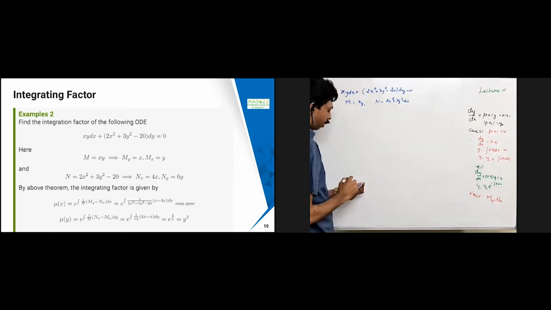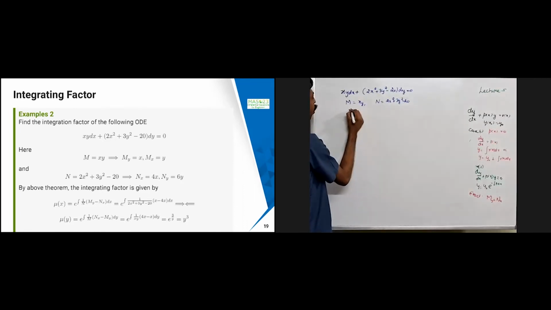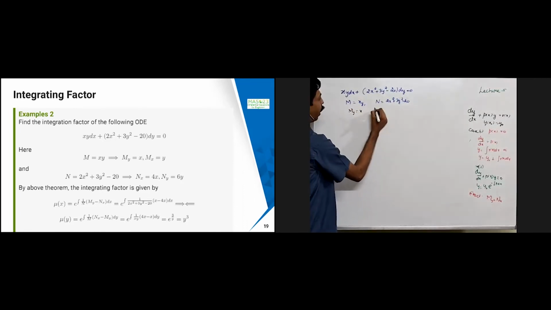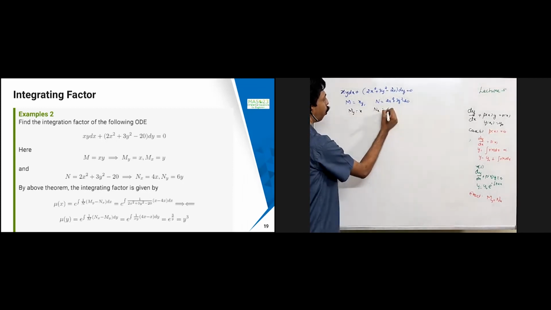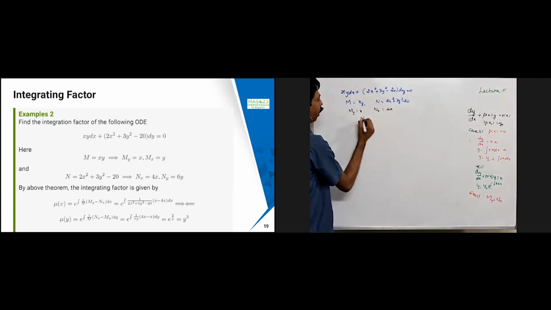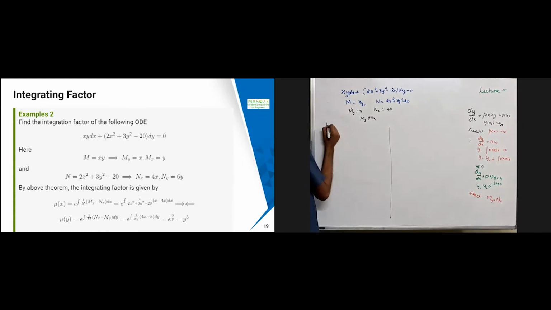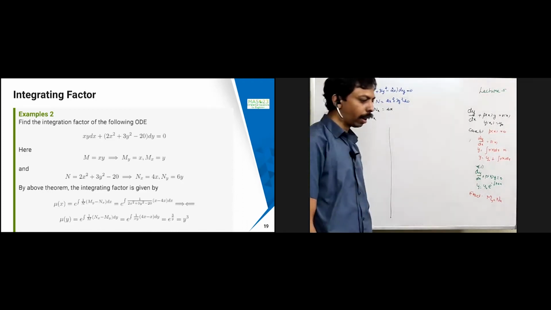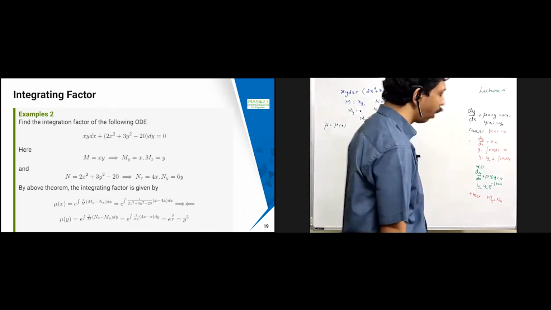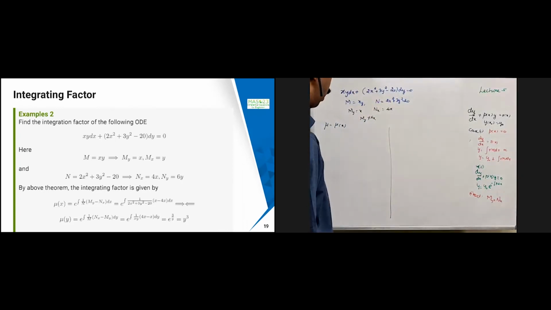So what is M_y? M_y is nothing but x. What is N_x? N_x is nothing but 4x. Therefore M_y is not equal to N_x. So now we have to deal with two cases. Suppose nu is a function of x alone; we have to find the integrating factor. Suppose nu is equal to nu(x), then what I need to do is find the value for the integral.